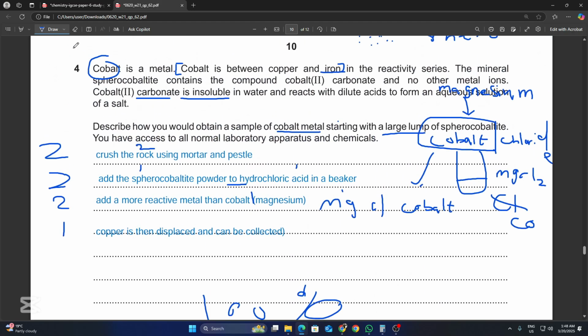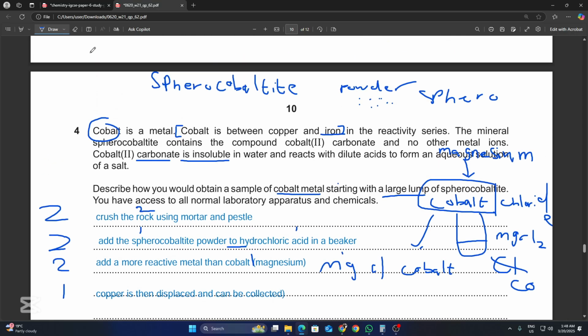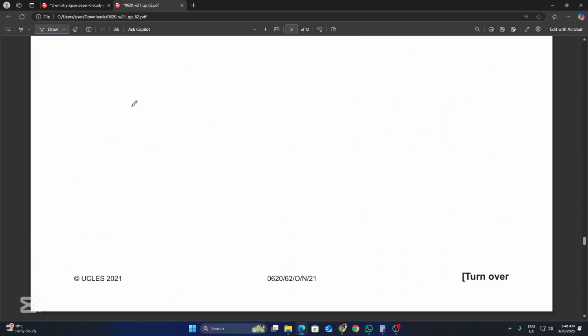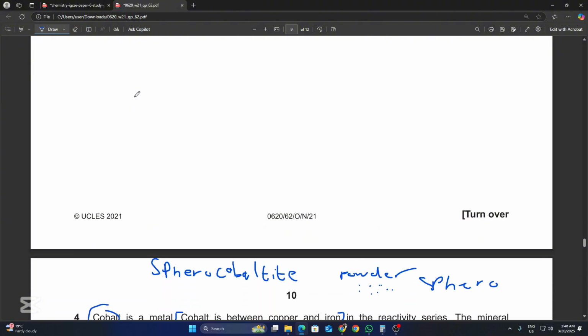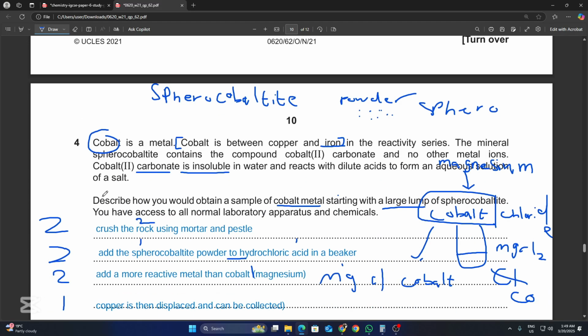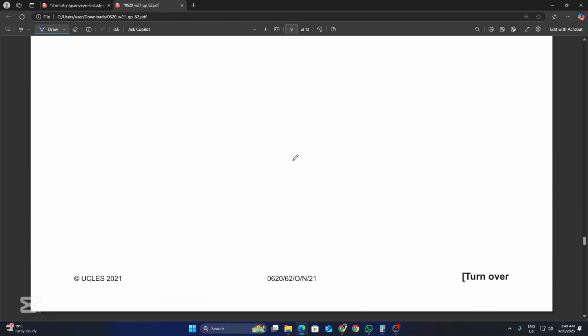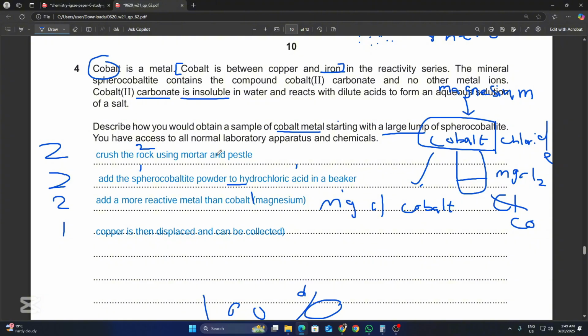And this works for anything that has to do with extraction of ores. Anything with, if it asks you to take cobalt out of this, or for example, if it wants you to extract zinc from something, any sort of extraction from an ore will use the same process. And make sure to mention the mortar and pestle. This is very important. This gives you a whole mark for just mentioning crush using mortar and pestle.